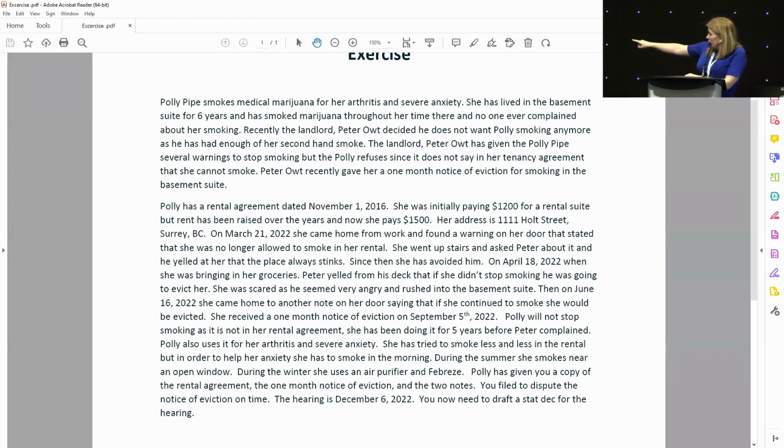You filed the dispute notice of eviction on time. You're not going to write that. You're going to say, hey, I filed it on this date, right? This was filed on this date. It was served on this date. Now they're going to ask you that anyways. It just helps the arbitrator not have to ask that.